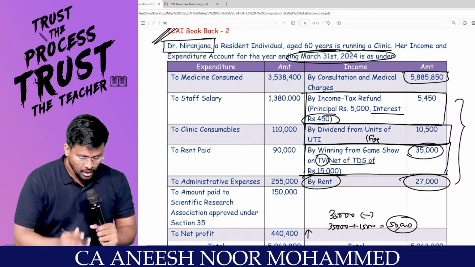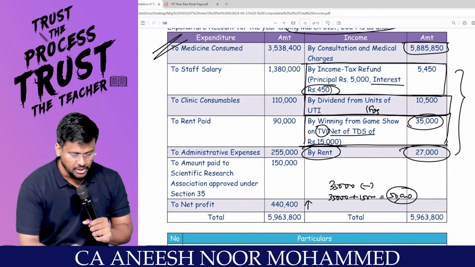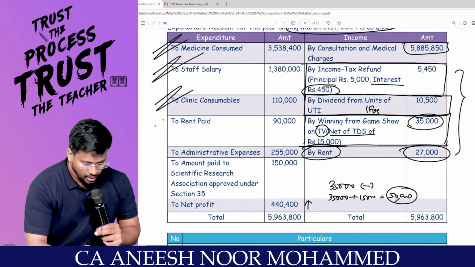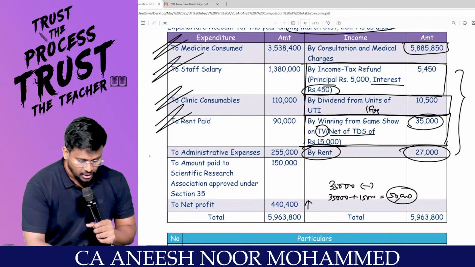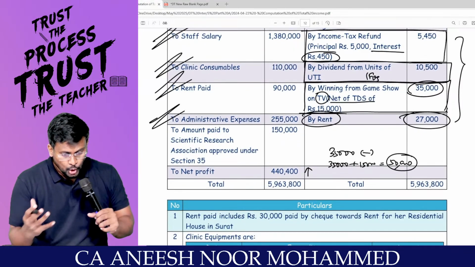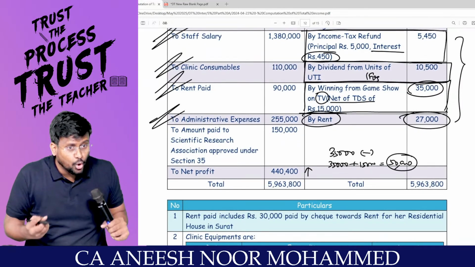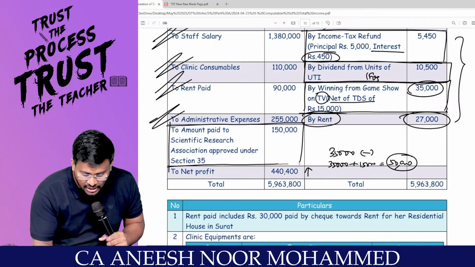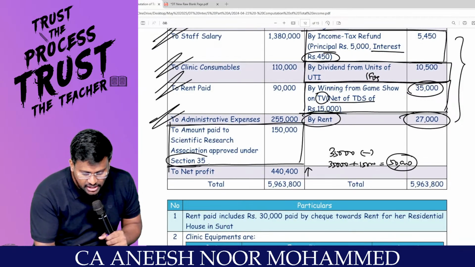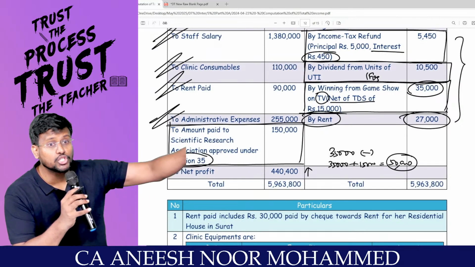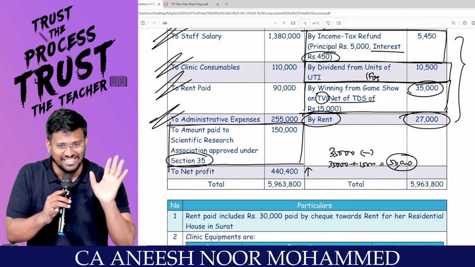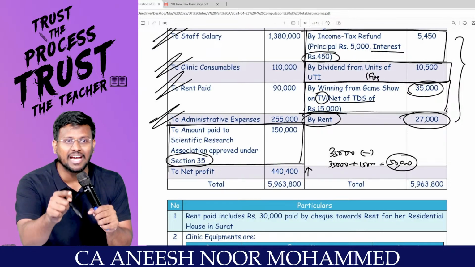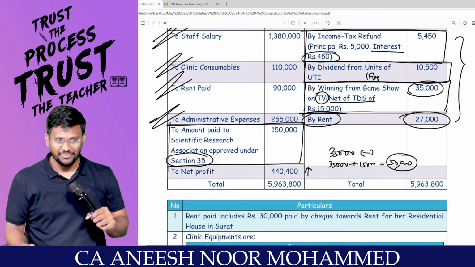Medicine consumed allowed because hospital. Staff salary allowed, hospital. Clinical consumable allowed, hospital. Rent paid generally allowed, hospital. Administration expense generally allowed. Amount paid to scientific research under section 35. Contribution to outsider under section 35 will not be allowed as a deduction under the default tax regime.